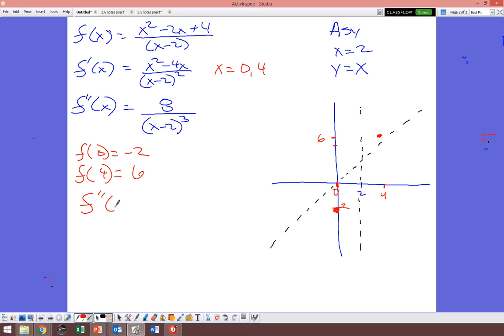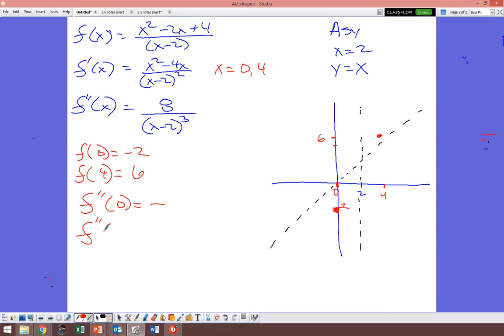F double prime of 0 is negative 2 to the third. Negative 2 to the third is negative 8. So it's a negative, right? That's like 2 minus 1 over 2 minus 1. So we get a negative, so that means it's going to be concave down. Next one is positive.